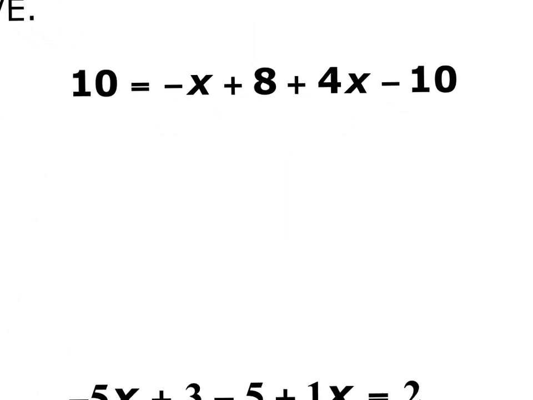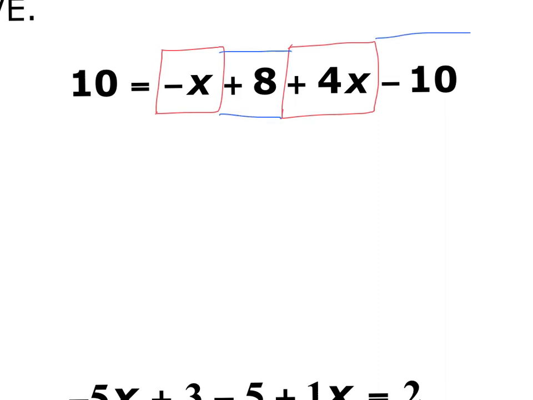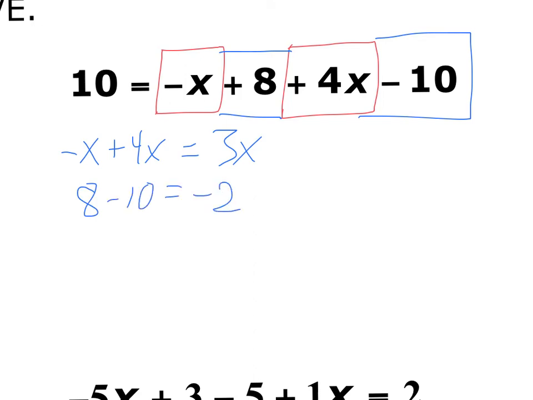We're going to do one more example and then we will call it quits. Once again, we're going to group the things that are the same. So we have the x's and we have the normal integers over here, and we're going to add them together. You have a negative x and you add 4x. Well, that's going to give you 3x's. Then you have your regular numbers, which are 8, and you're going to subtract 10 from that, which gives you negative 2.